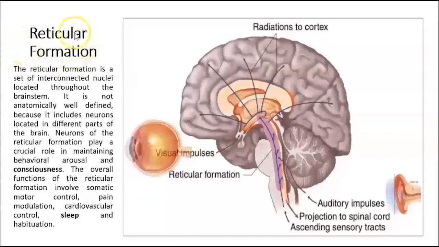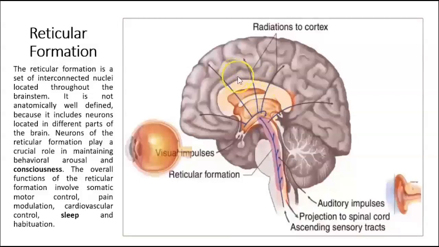The reticular formation. The reticular formation is a network of neurons that are scattered all over the brainstem. You can see all these arrows indicating the reticular formation. The reticular formation relays the information to the thalamus. The thalamus then relays the information to the rest of the brain.